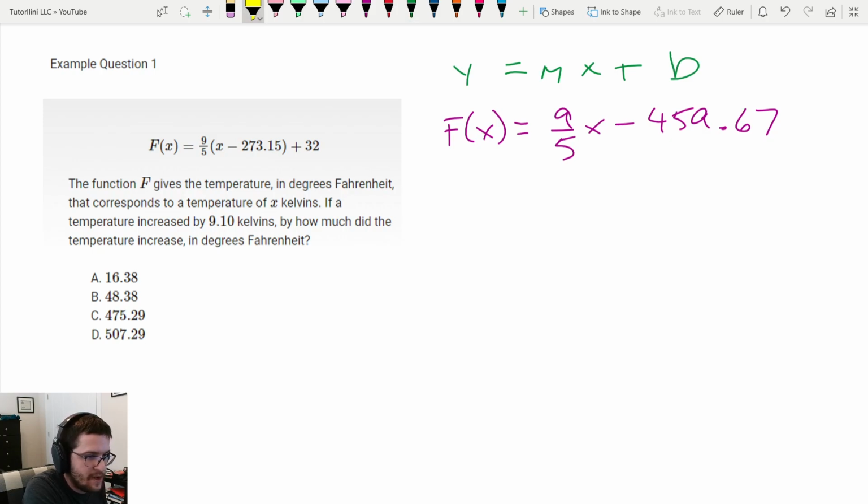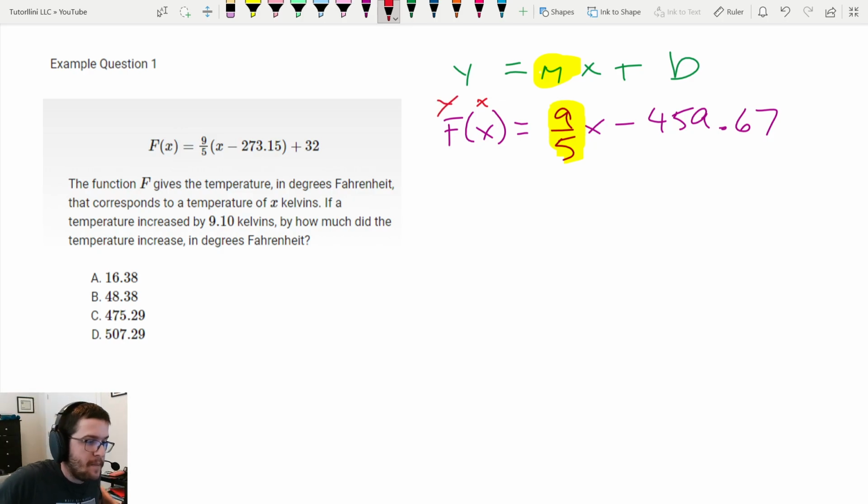And the slope is 9/5. That's all I wanted you guys to realize. You don't even need this function here to solve the question, I'm pretty sure. So, another thing I want you guys to know is when you have function notation, the thing inside the parentheses is always your input, and then the thing on the outside is always your output, your y.